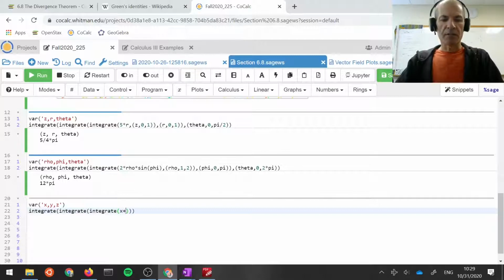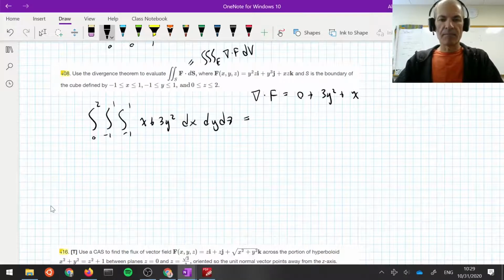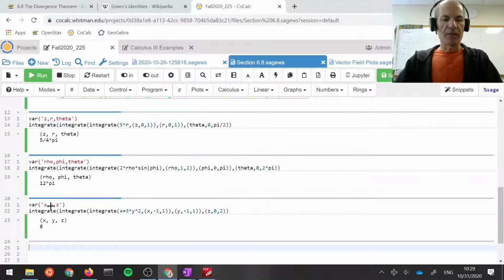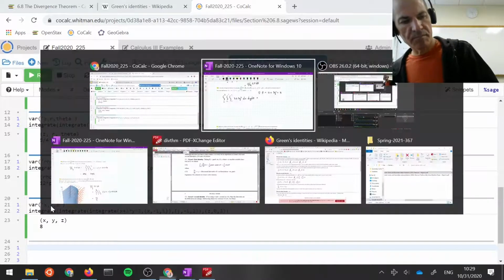We had x plus 3y squared. X went from -1 to 1, y -1 to 1, z 0 to 2, I think it was. Let me go double check. Yep. And let's run that, and we get 8.